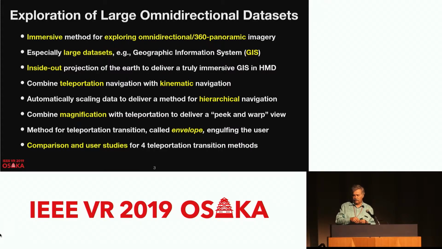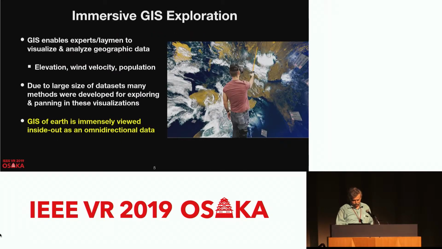If you're in the middle of the Earth, you get one scale. You get close to the surface, automatically you get a different scale. We also, in order to do teleportation, use magnification for pick and warp, and we have a transition for the teleportation that we call Envelop that I will introduce, and we compare it with 3 other teleportation transitions.